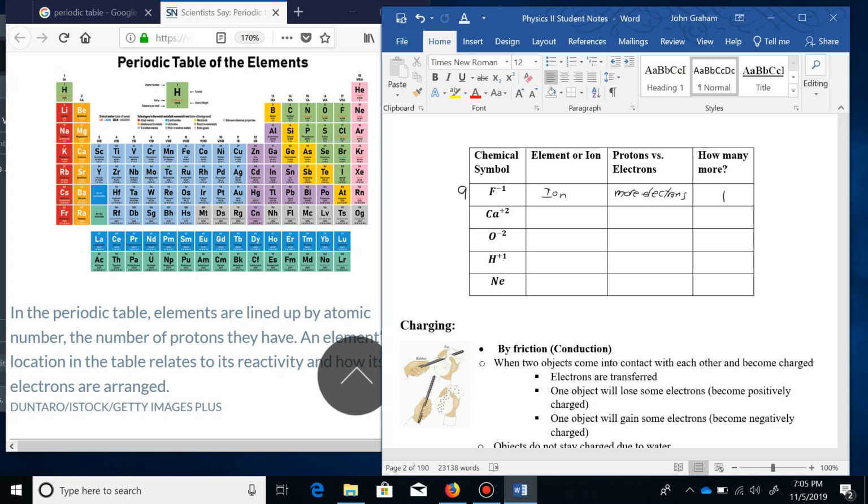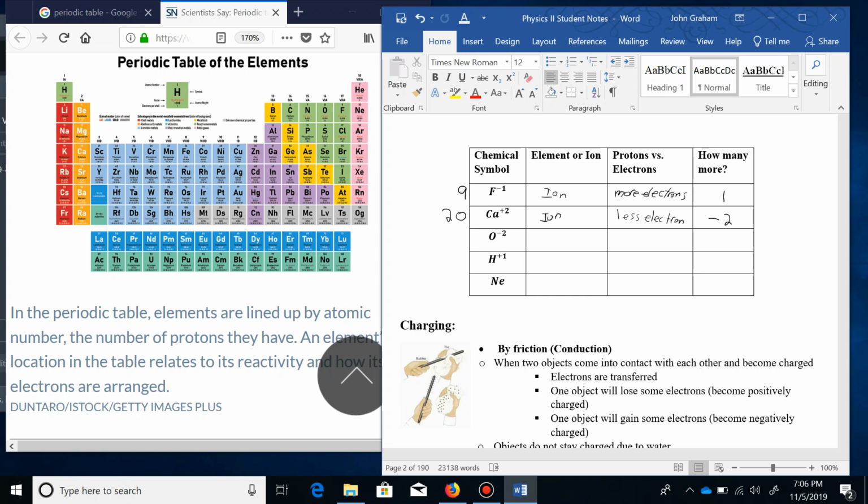Calcium now, calcium's down here, and this would be 18, 19, 20. Calcium has 20 protons, and would normally have 20 electrons. But this is an ion that is a +2. So it's going to have fewer electrons. And so it actually only has 18 electrons.